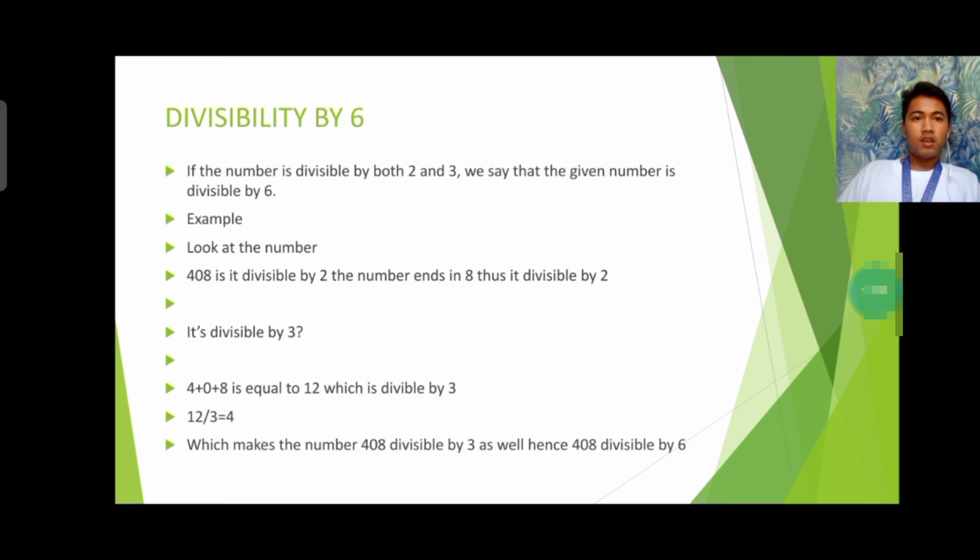Divisibility by 6. If the number is divisible by both 2 and 3, we say that the given number is divisible by 6. Example, look at the number 408. It's divisible by 2. The number ends in 8 and thus it is divisible by 2. It is divisible by 3. So, 4 plus 0 plus 8 is equal to 12, which is divisible by 3 because 12 divided by 3 equals 4, which makes the number 408 divisible by 3 as well. Hence, 408 is divisible by 6.